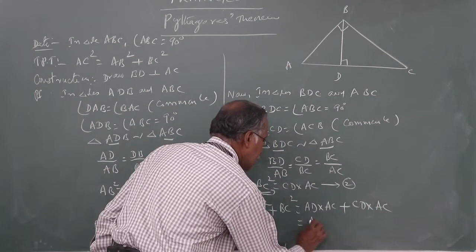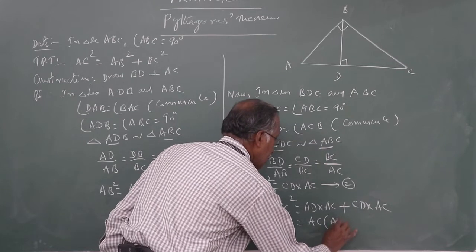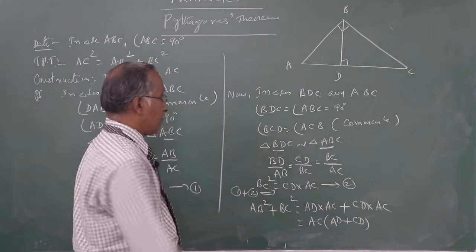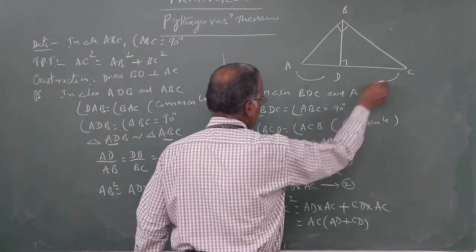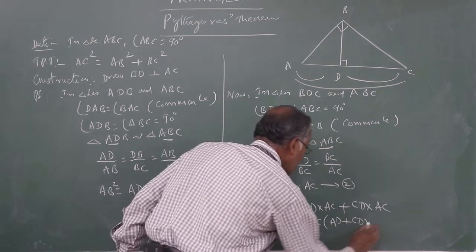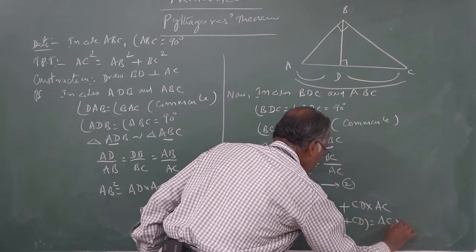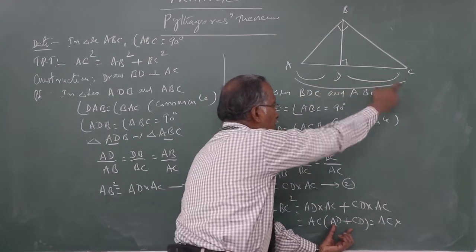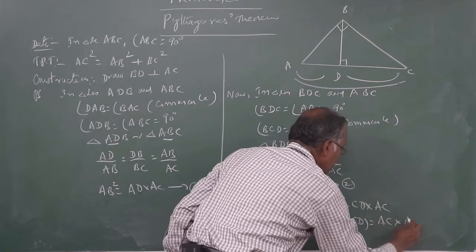If I take out AC as common, what can you get? AD plus CD. Look at the figure. AD plus CD can be written as AC. This is equal to AC. From the figure, as I explained to you, AD plus CD is AC.